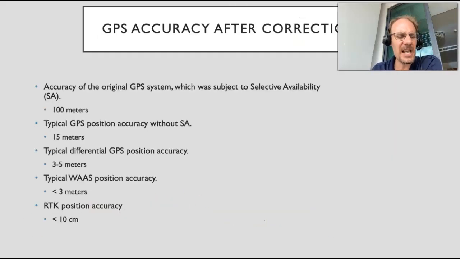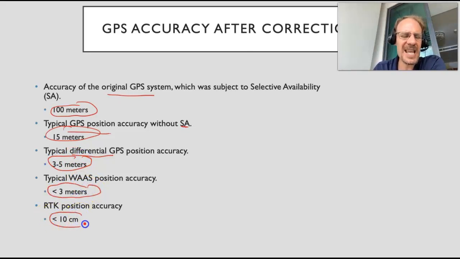In fact, here is a list of different types of systems and their accuracy. The original GPS system, 100 meters. A GPS system today with some improvement is 15 meters. If we have differential GPS, like what we talked about today, we have 3 to 5 meters and maybe less than 3 meters. RTK, less than 10 centimeter accuracy. So there are some ways that we can make it much more accurate than your phone.